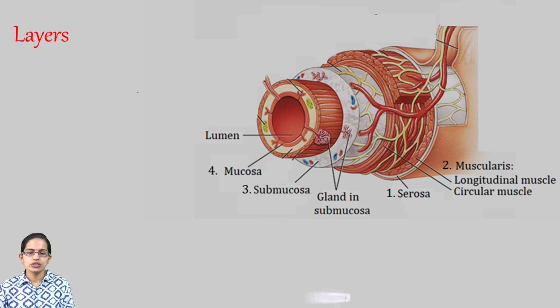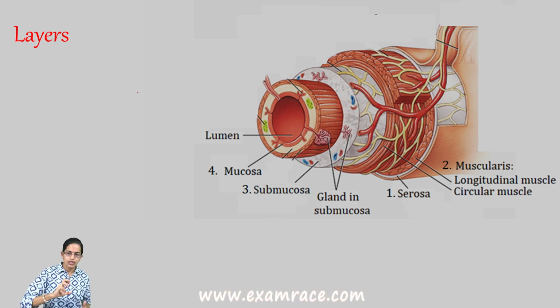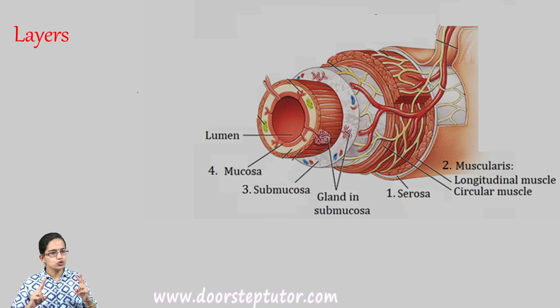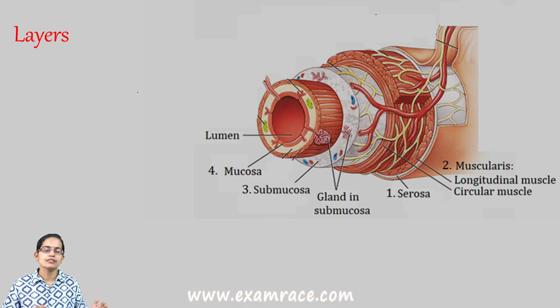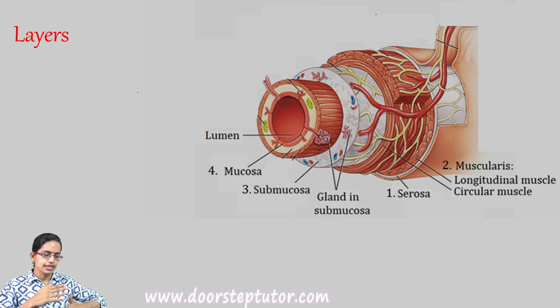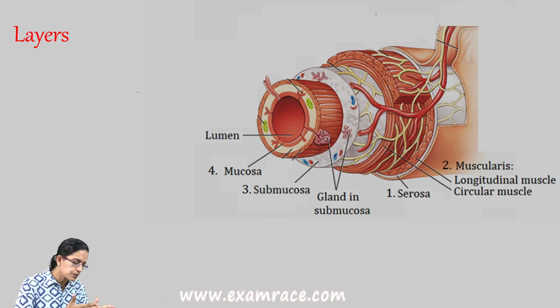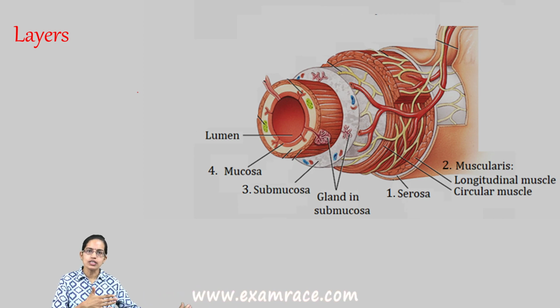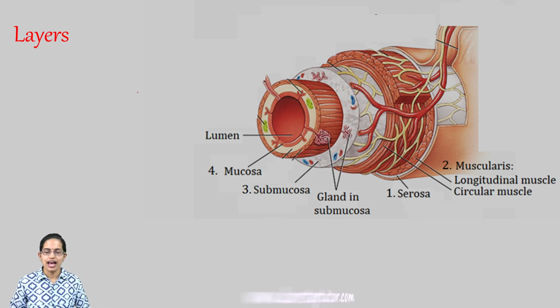The outermost layer is known as serosa. Next to serosa, you have muscularis. Muscularis has two types of muscles, circular muscles as well as longitudinal muscles. So circular muscle basically helps in the movement within the region, and longitudinal helps it to push across and move the food particles further in the next section, as simple as that.